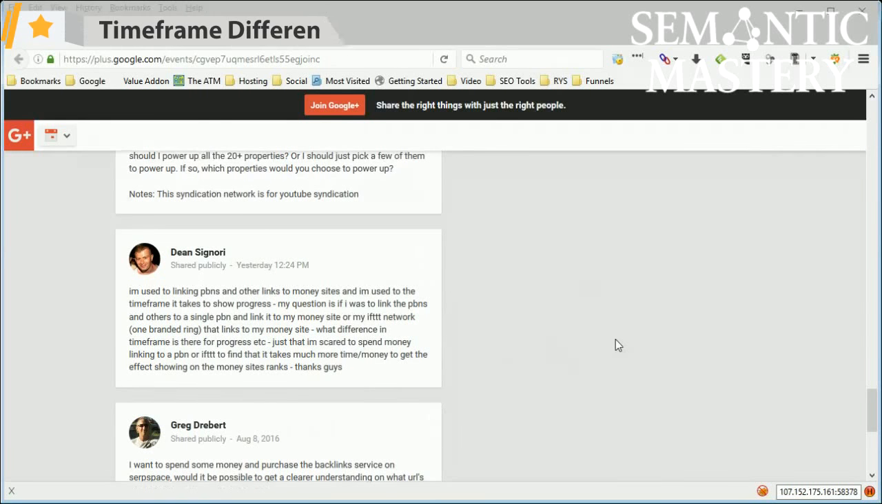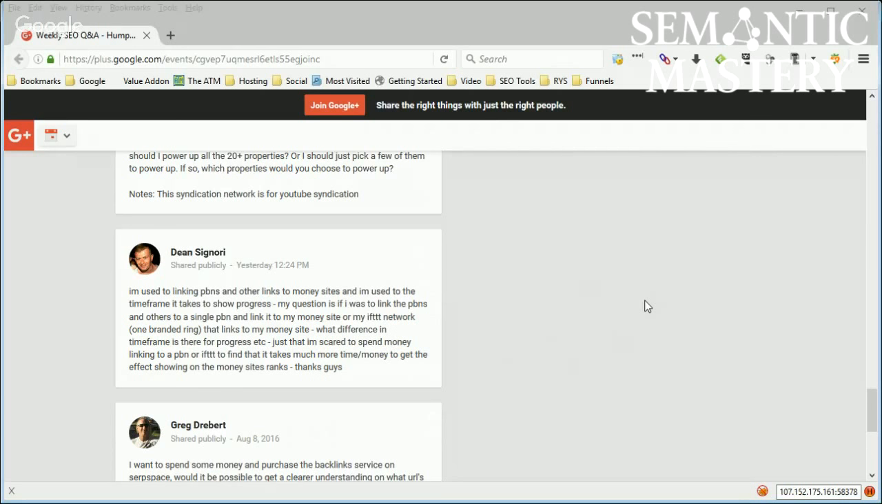Okay, Dean's next. He says, I'm used to linking PBNs and other links to money sites, and I'm used to the time frame it takes to show progress. My question is, if I was to link the PBNs and others to a single PBN and link it to my money site, or my IFTTT network, one branded ring that links to my money site, what difference in time frame is there for progress, etc.?